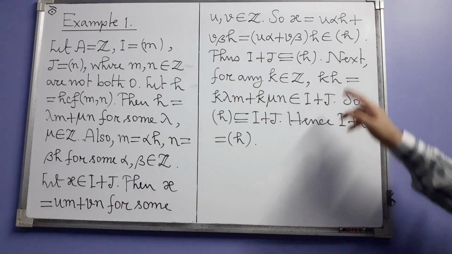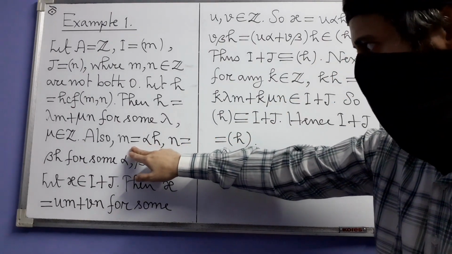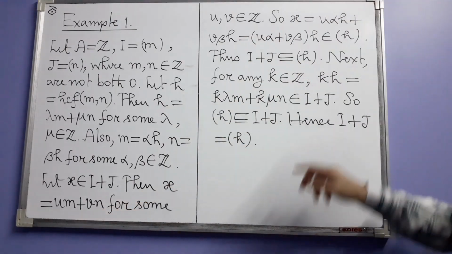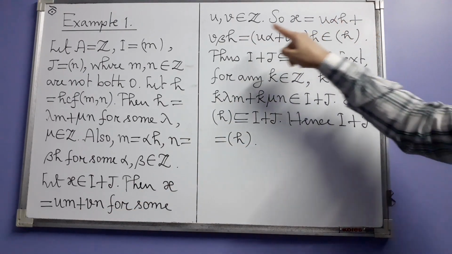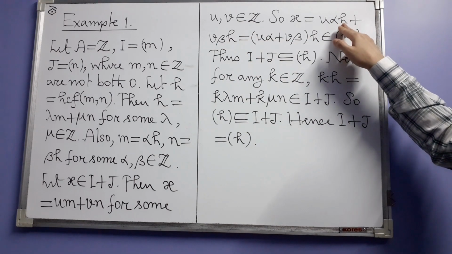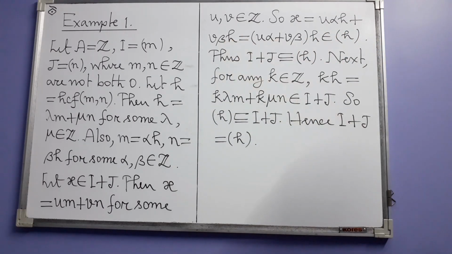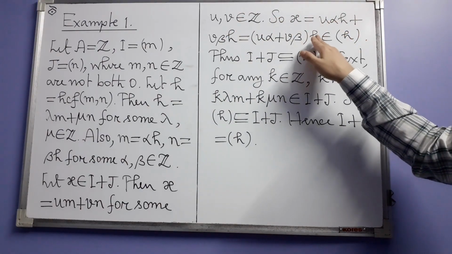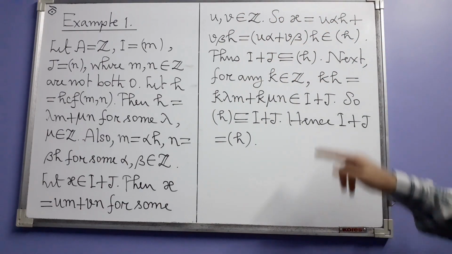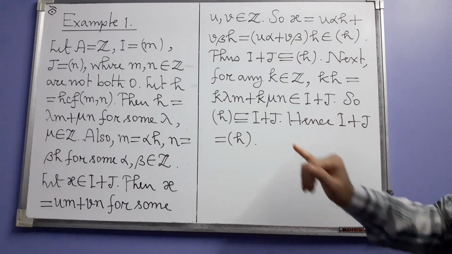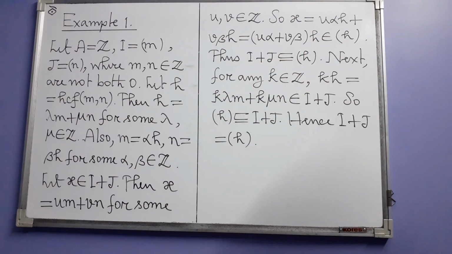Alright, now what we do next is that we use these expressions for m and n here. So that way x becomes u alpha h plus v beta h. We have replaced m with alpha h and n with beta h. And then when you take h common out, you get this x as a multiple of h. So x belongs to the ideal generated by h, and that is how I plus J is a subset of (h). Then we need the reverse inclusion as well.